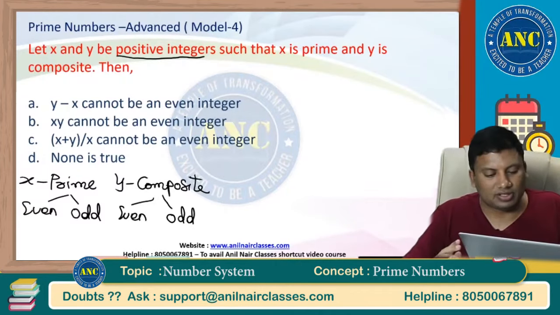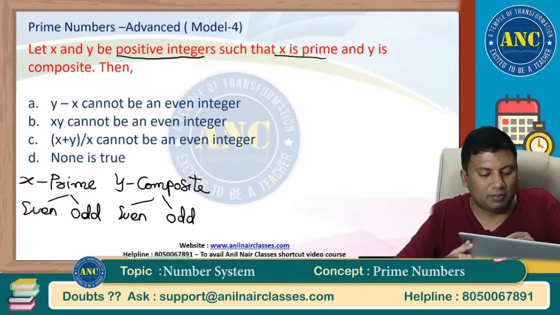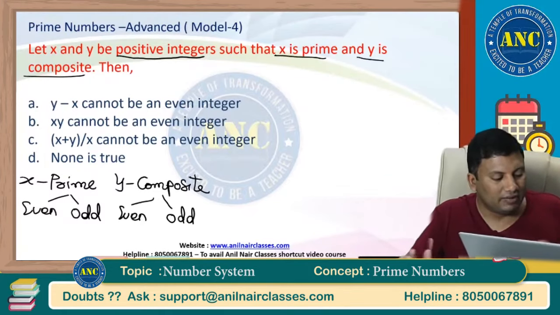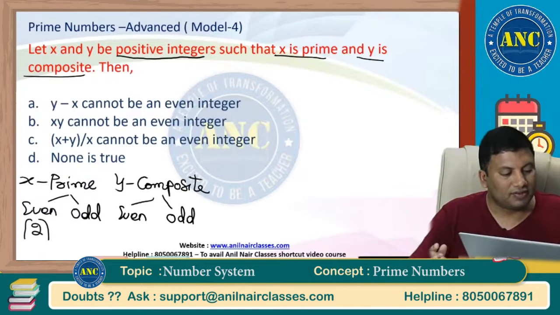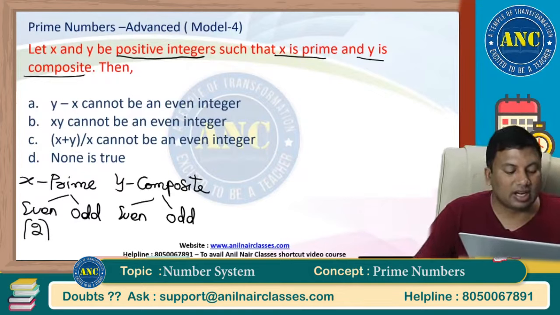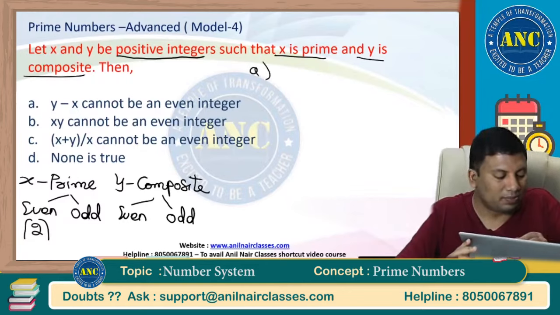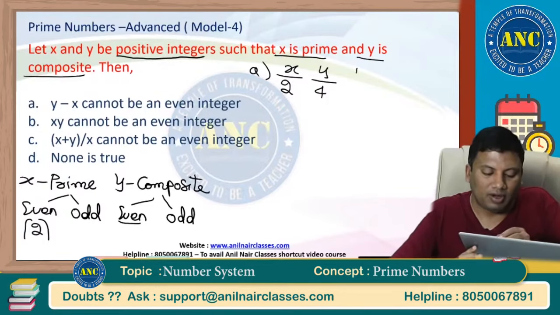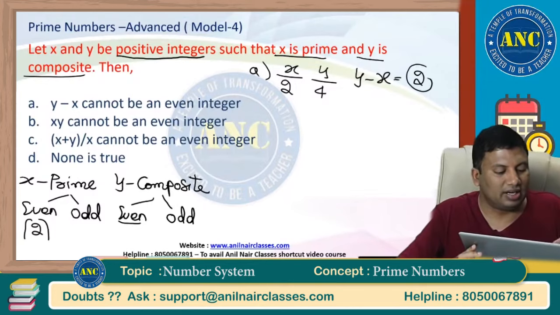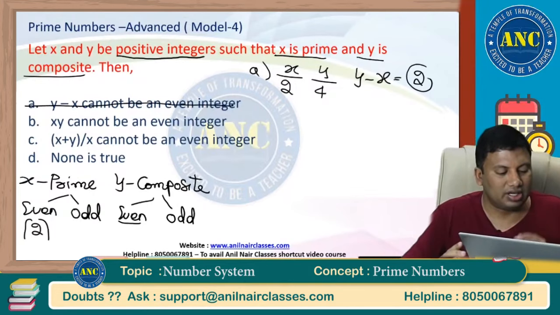Now, first case, x is prime, y is composite, so I divided into even and odd. Even, it has to be 2. The first case: y minus x cannot be an even integer. Suppose I take x as 2, y as 4, even number, right? y minus x, 4 minus 2, 2 is an even integer. This is a false statement.